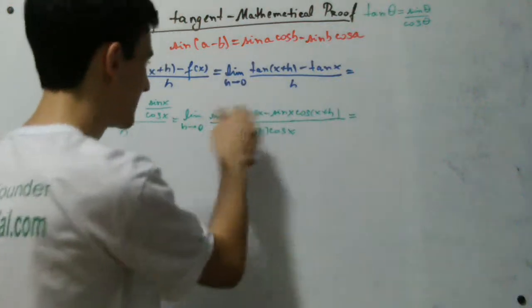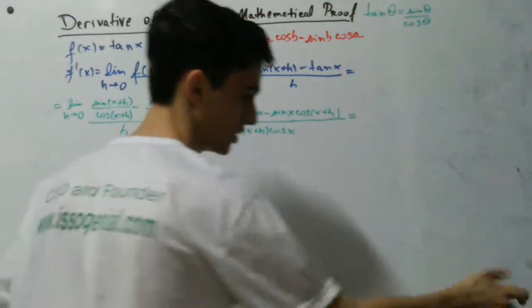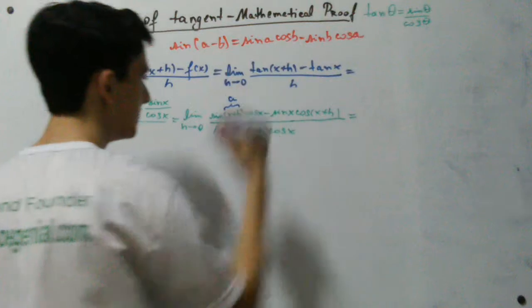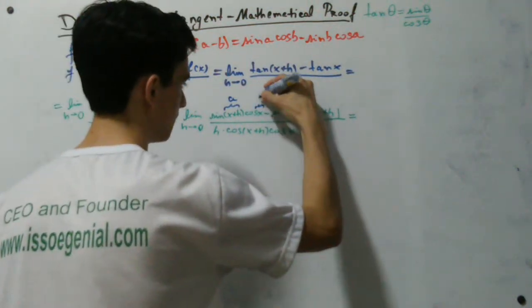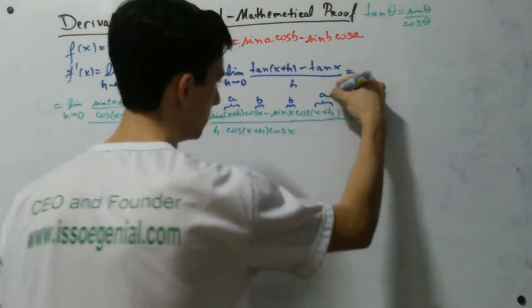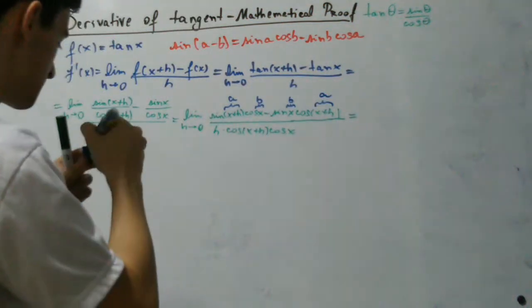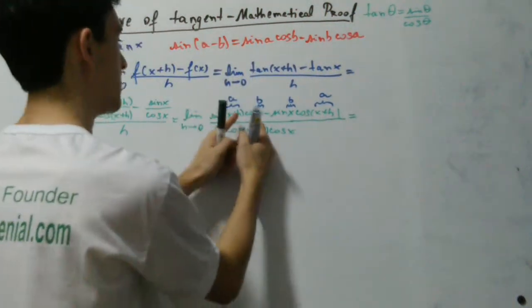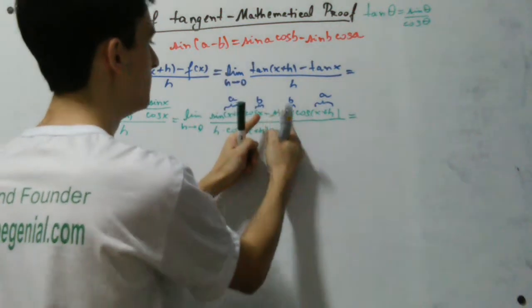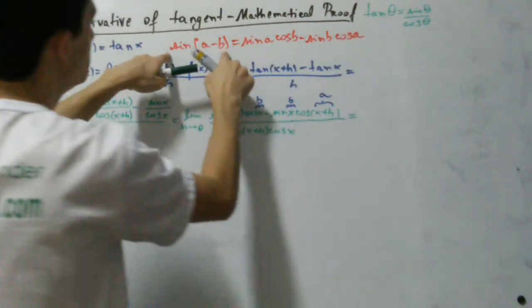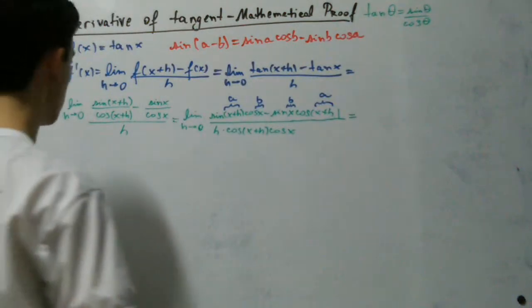So let's just analyze the numerator of this fraction. Let's call x plus h a. So x plus h is a. x is b. So b is x, and here a. x plus h is a. Notice that we have the very same thing as here. We have sine of a times cosine of b minus sine of b times cosine of a. So we can go from this to this. So that's what we're gonna do.